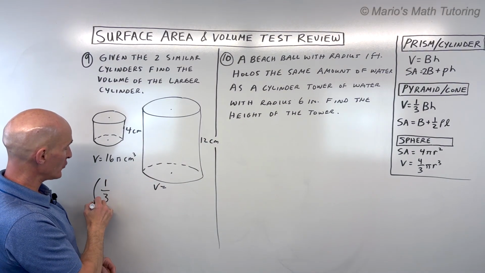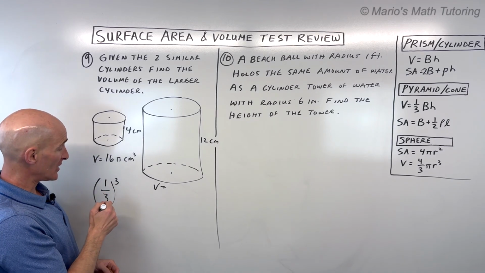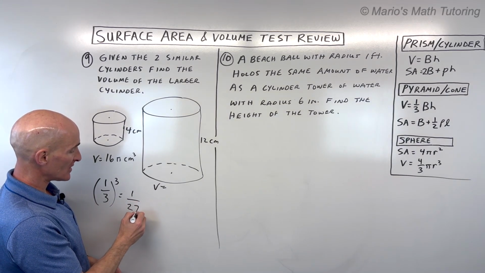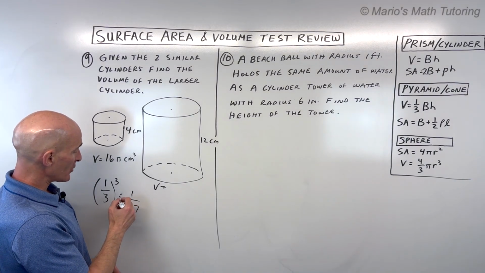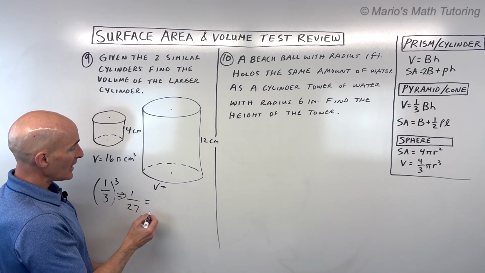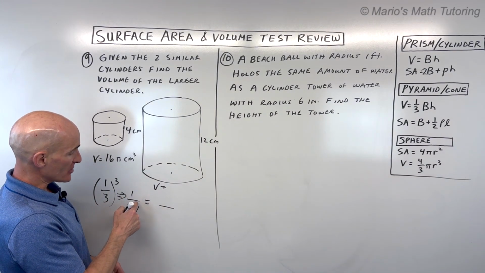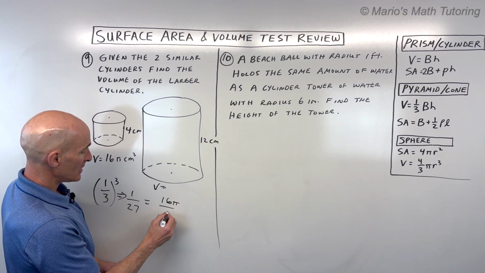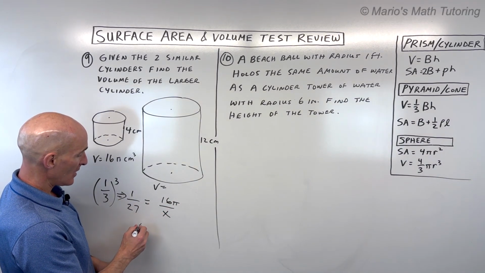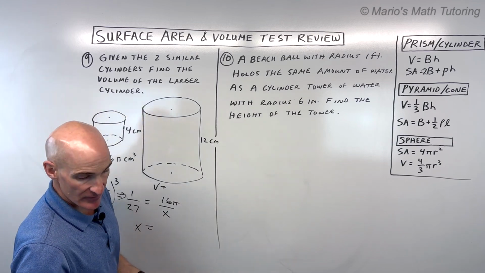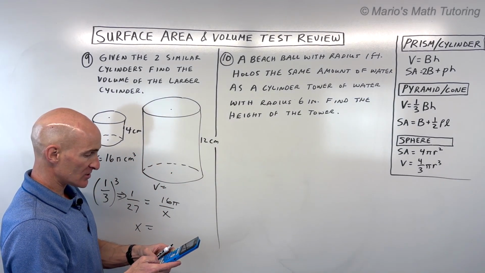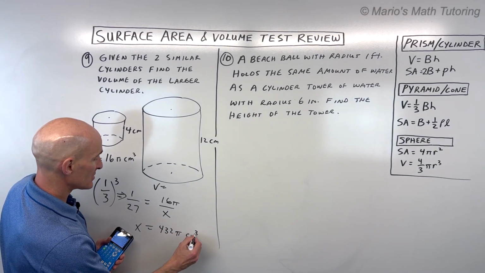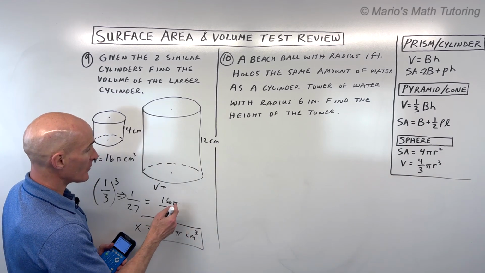But when you're comparing volume, you have to cube that ratio to get the ratio of the volumes. 1 cubed is 1 times 1 times 1, which is 1. 3 cubed is 3 times 3 times 3, that's 27. So the ratio of the volumes is going to be 1 to 27. And again, you're comparing small to large. See, 1 is smaller than 27, so small to large. The smaller volume is 16 pi to the larger volume x. If we cross multiply, 1 times x is equal to 27 times 16 pi, which comes out to 432 pi centimeters cubed. That's the volume of the larger cylinder.